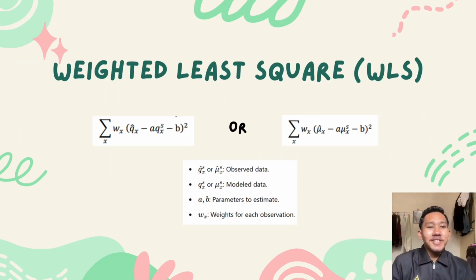Okay, for the next part, which is the weighted least squares, where weighted least squares is used to minimize the weighted sum of squared deviations. So you can choose either to use the left side formula or the right side formula. And as you can see, the snippet image below in the slide refers to the definitions of each of the variables in the formula.